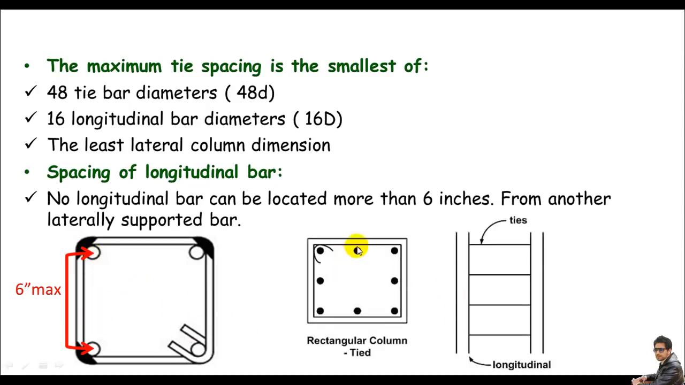In this section, just look at this. The maximum distance between 2 bars is 6 inches, right? So this is a good requirement. And these requirements are enough for the design of a tie square column.